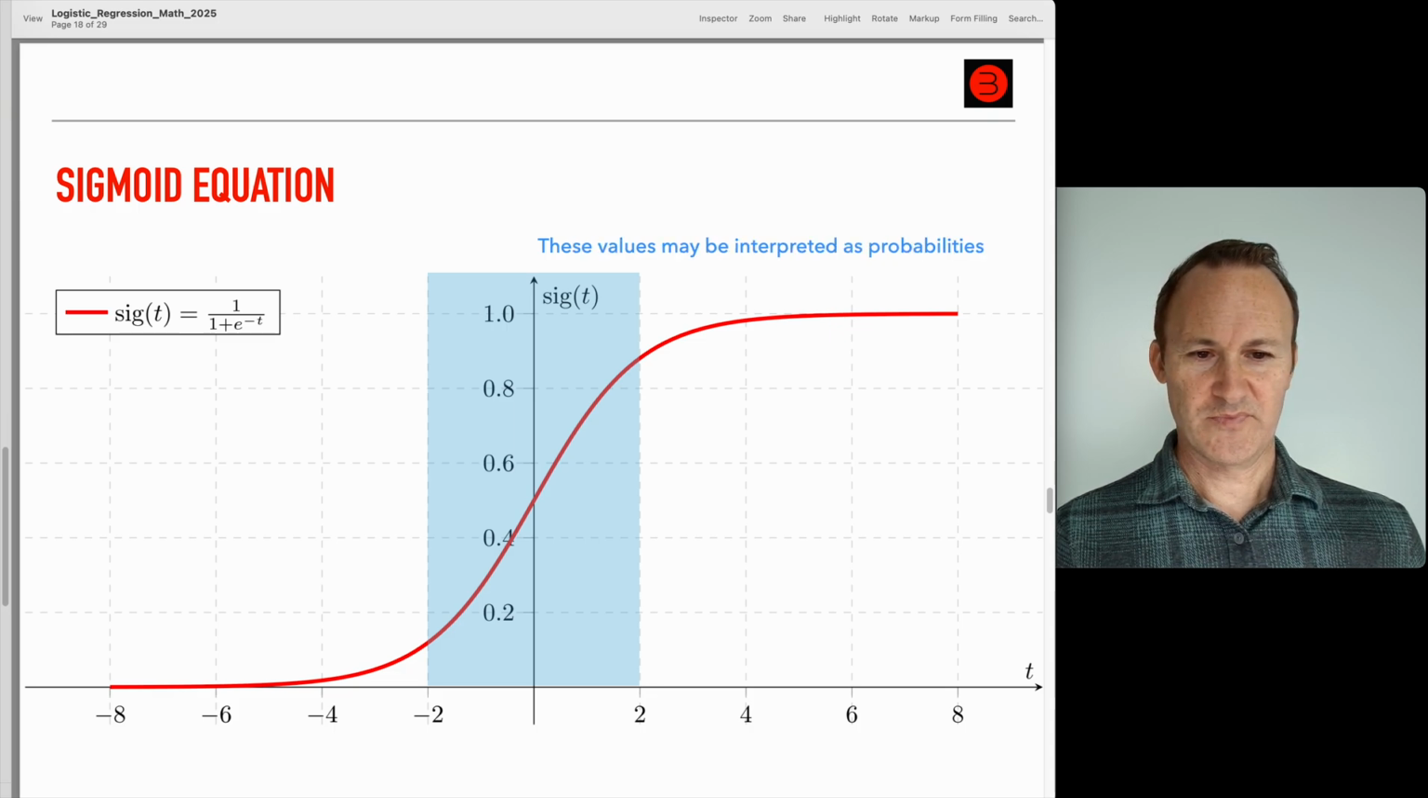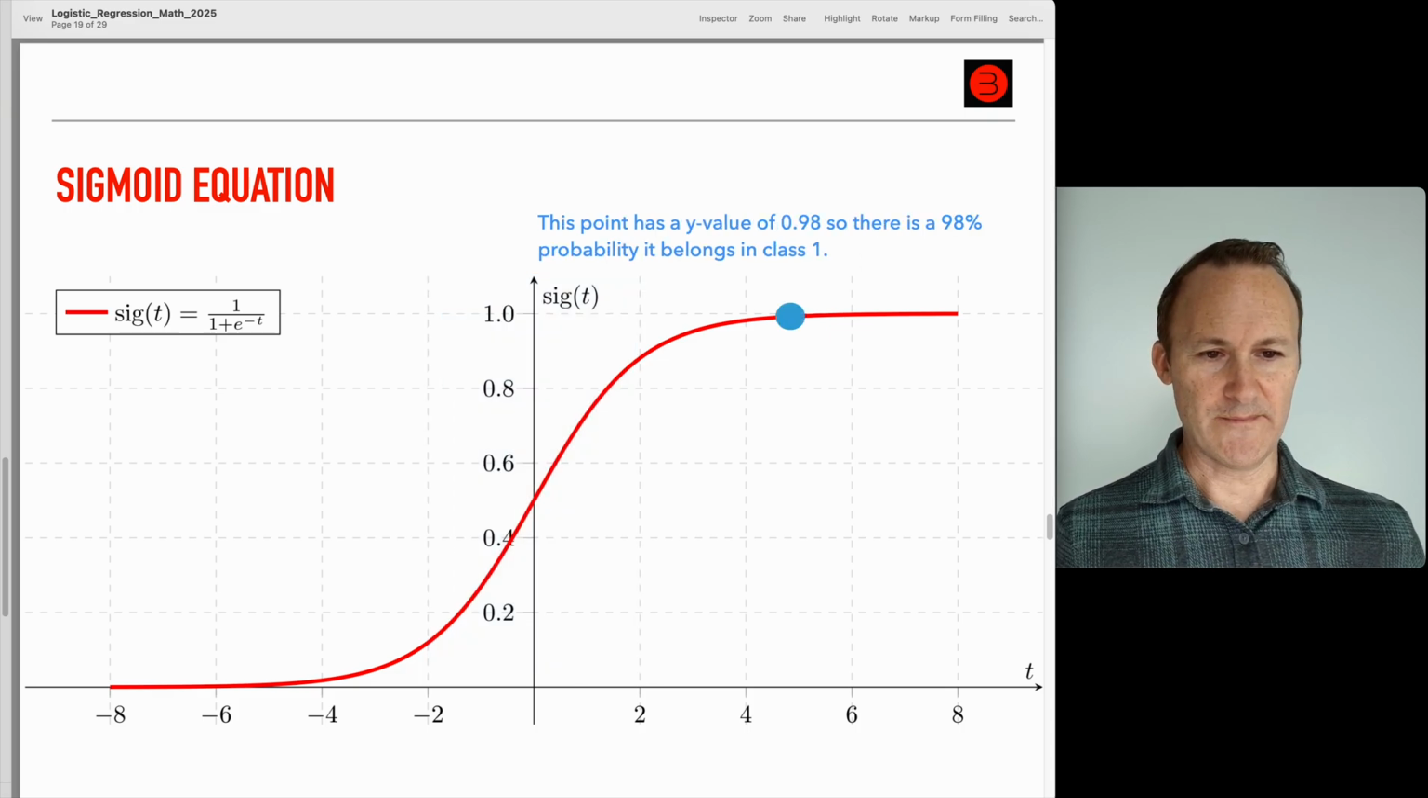So, as mentioned, the values can be interpreted as probabilities. And let's take a look now at how this plays out. Okay. So here is an output to our logistic regression model. Before coming into the sigmoid, it looks like it has a value of approximately 5, and the y value is 0.98. So you interpret this as actually a 98% probability that it belongs to class 1. Okay? This is by design with the model.